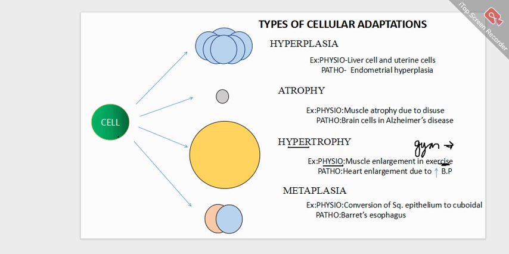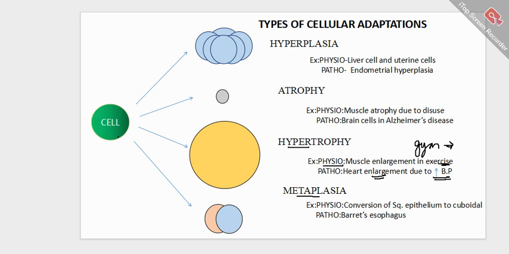Next is pathological hypertrophy. Heart enlargement due to a hypertensive condition: in hypertensive heart disease there will be heart enlargement to maintain the conditions of increased BP.